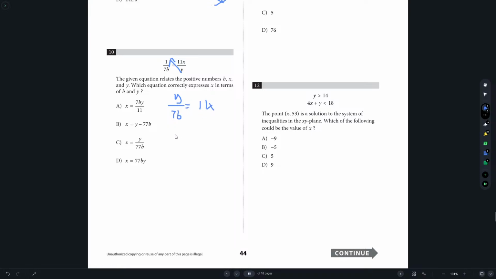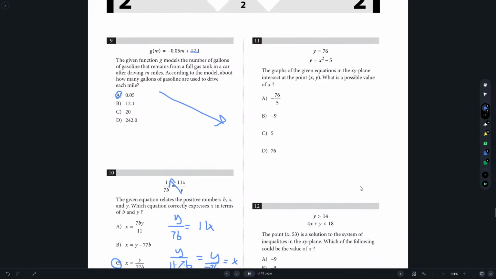Divide both sides by 11. We have y over 11 times 7 times b, which is y over 77b. And that is C. Okay, on to 11.